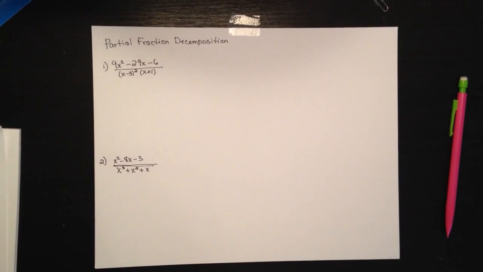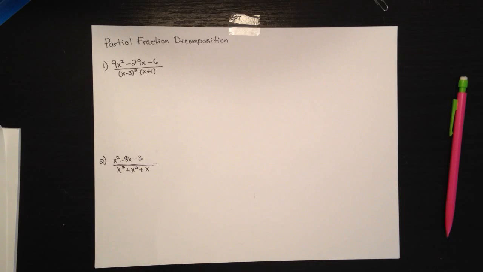This video is about partial fraction decomposition. I'm going to do two examples. The first example, the denominator came to us factored. That's the first step when you're doing this operation, when you're doing partial fractions, is to factor the denominator.